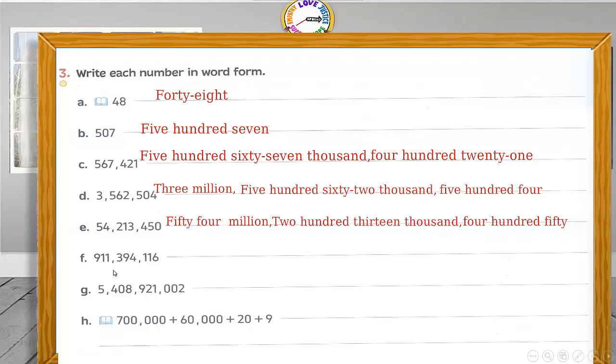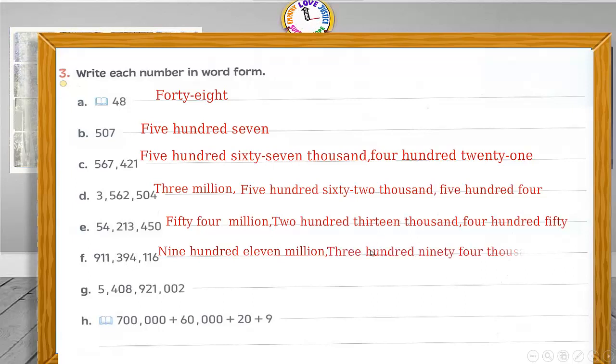So you should read each period. First period, 911 million. Write like this, 911 million. Second period, we have in thousands, 394,000. Last period we have 116. Write 116. If you read the number before you write or when you write, you can write quickly.